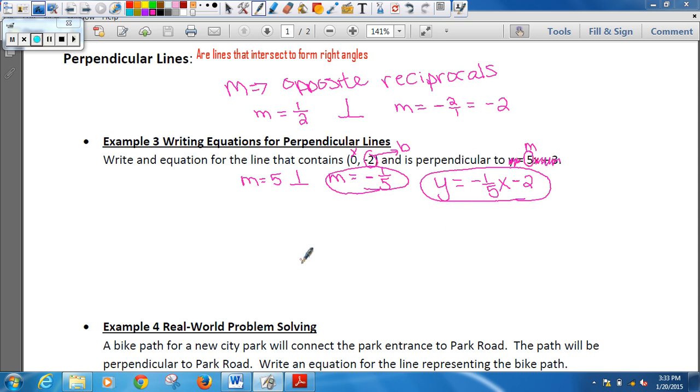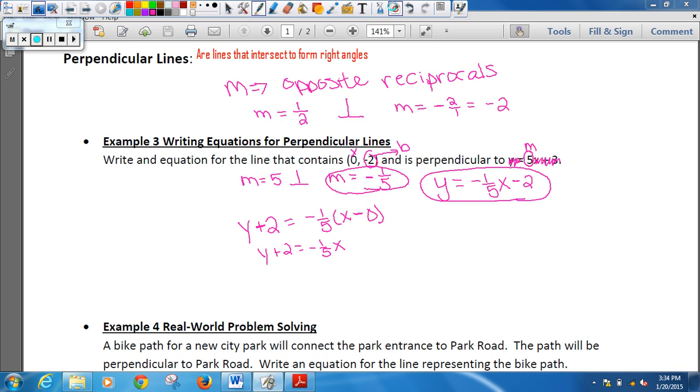It didn't say what form, so if you wanted to, you could use your point. Y minus a -2 is equal to slope times the quantity x minus 0. Well, you would want to simplify this. X minus 0 doesn't need to be written, so it would simply be y plus 2 is equal to -1/5 x. And again, that would mean the same thing because it does not tell you what form to write it in.